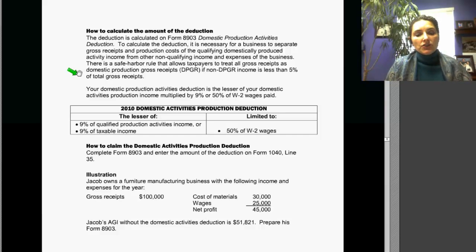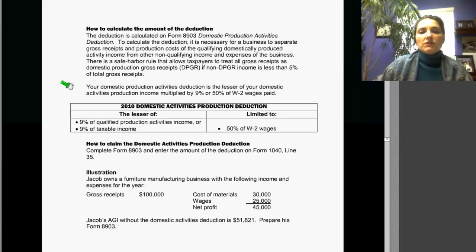However, if you can show that the retail part of your business is 5% or less of your overall business income and expenses, then it's considered to be really de minimis and not something you need to track. Your domestic production activities deduction is the lesser of your domestic activities production income multiplied by 9%, or 50% of the W-2 wages paid. So we've put this in a little chart for you.